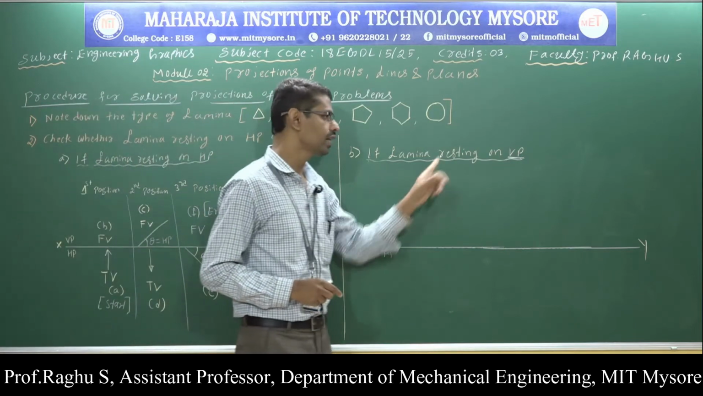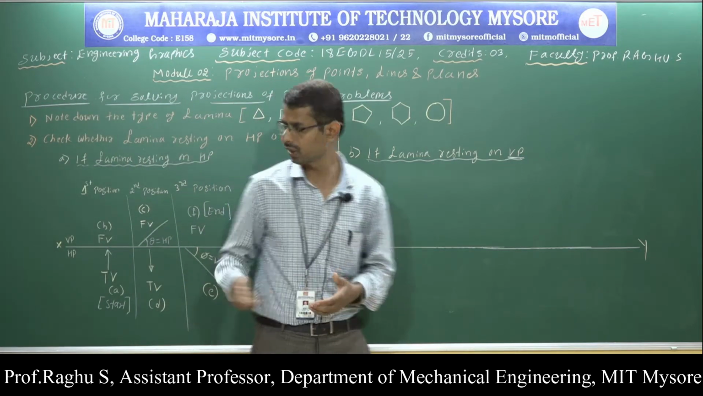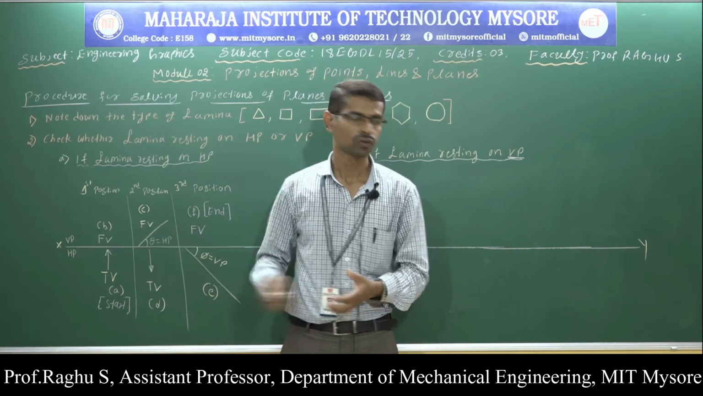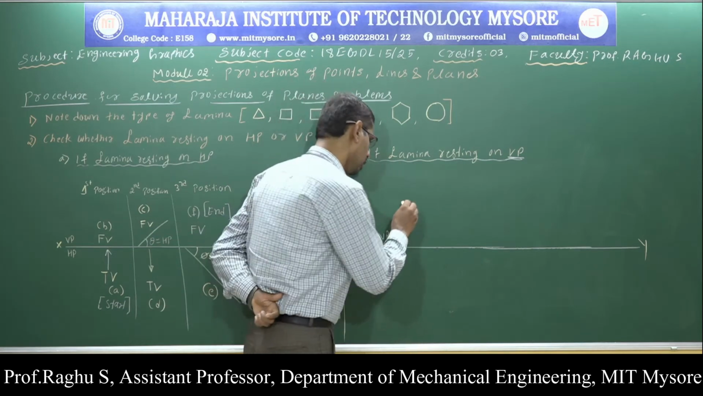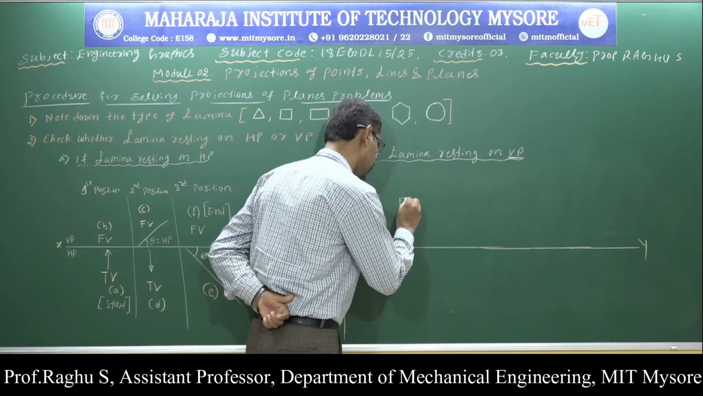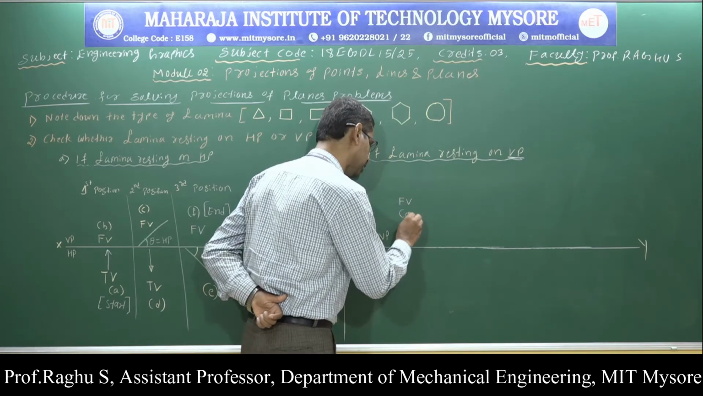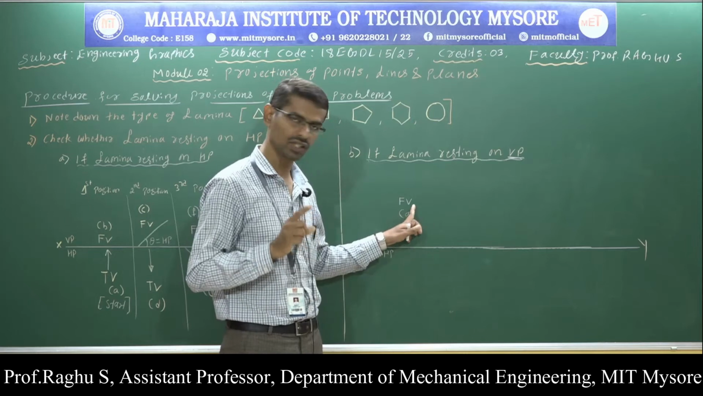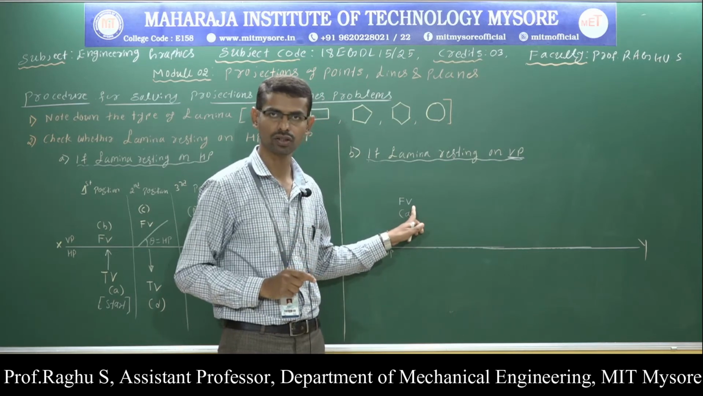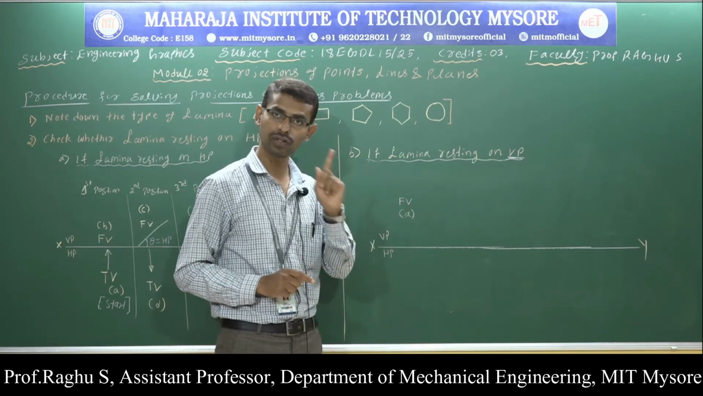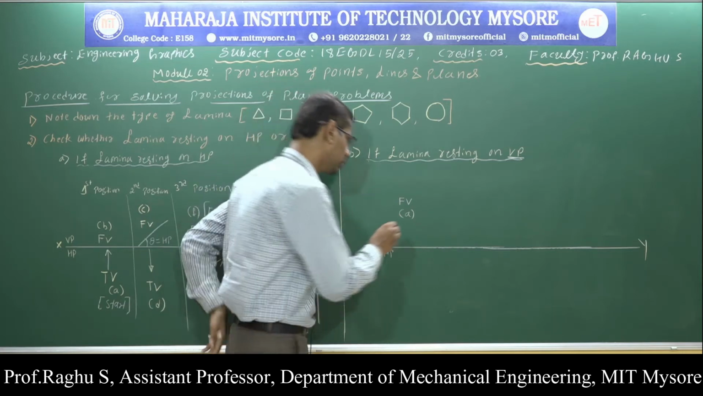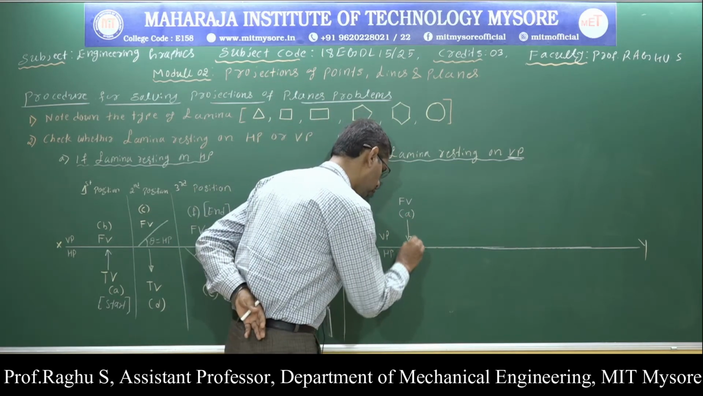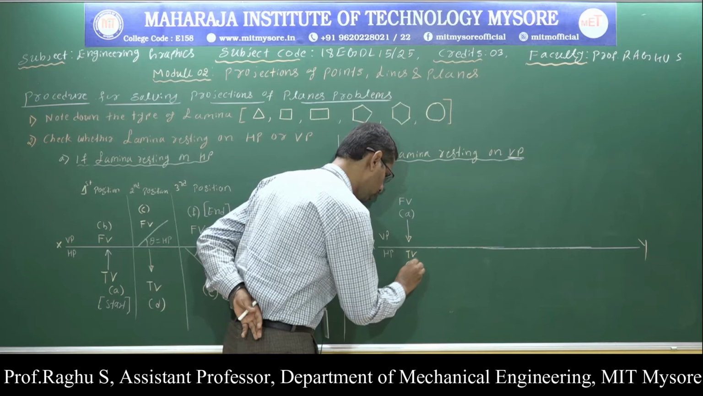Similarly, when the lamina is resting on VP, it is exactly opposite. When the lamina is resting on VP, start the first position with the front view. So this is A. Note down the edge resting condition or corner resting condition. Now start the first position with the front view. Now draw the projections to get the top view.